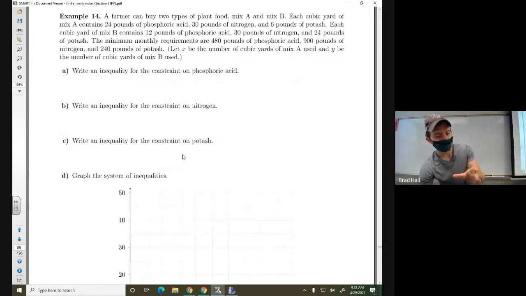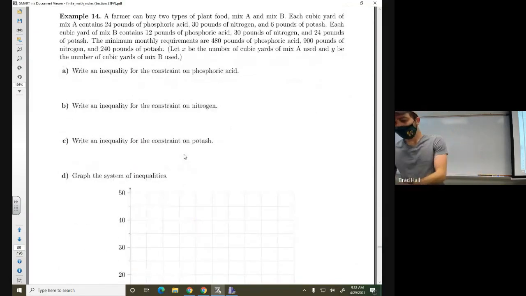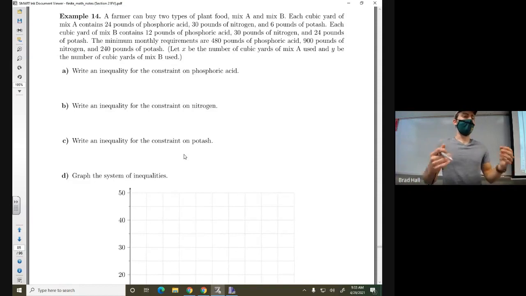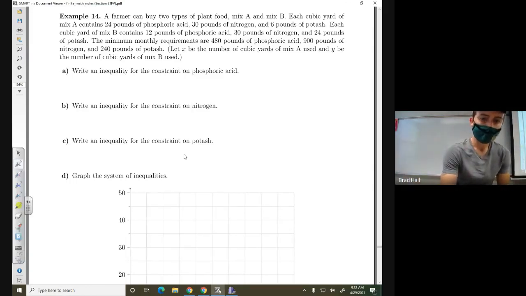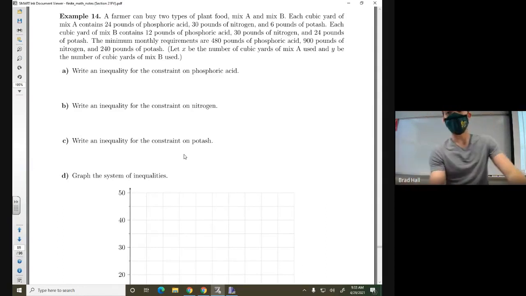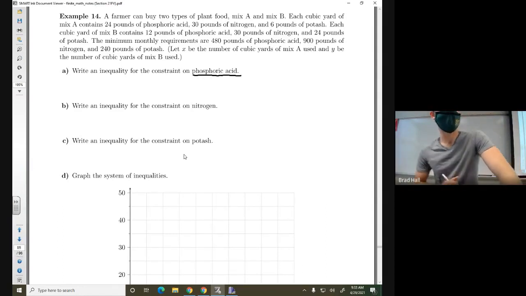Of the section, example 14 is no different. The only difference is we're going to have 3 inequalities for this one. All the previous ones, we've had 2 inequalities. So the first thing it wants us to do is write an inequality for phosphoric acid.